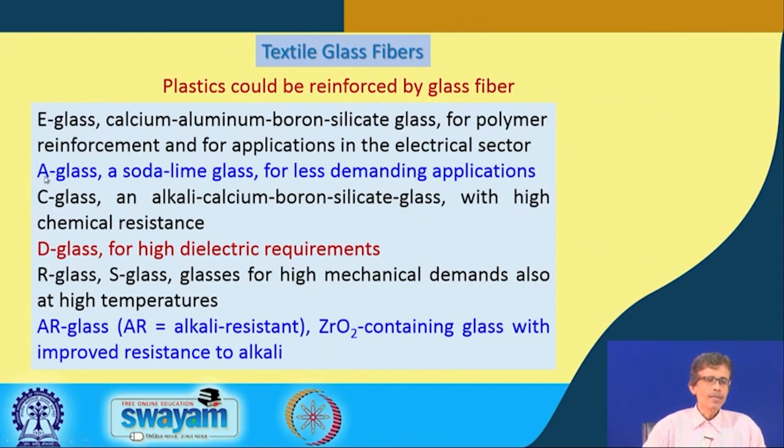Then the next one is the A-glass. A-glass is the very basic glass, what we know, which is obtained from sodium silicates, the soda lime glass. So, sodium silicate as well as some calcium-based lime is added, calcium oxide is added or calcium carbonate is added. So, it can have the less demanding application, but you can have the very basic material you can make for making this soda lime glass.